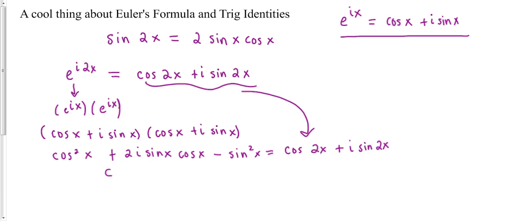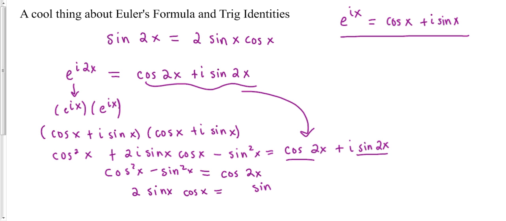So the real part of this side of the equation, which is going to be cosine squared x minus sine squared x, that has to be equal to the real part of this side of the equation, which is going to give me cosine 2x. Likewise, the imaginary part of the left-hand side, which is going to be 2 sine x cosine x, has to be equal to the imaginary part of the other side, which is going to be sine 2x.